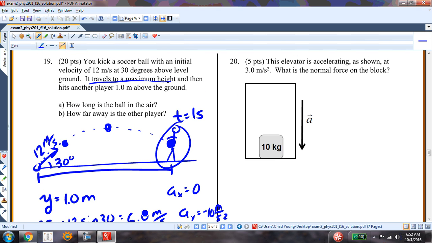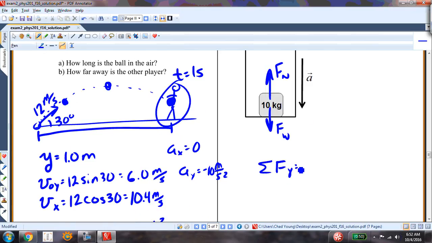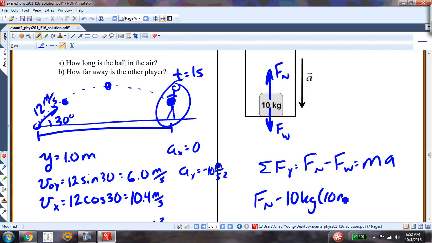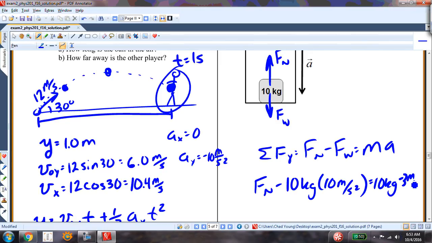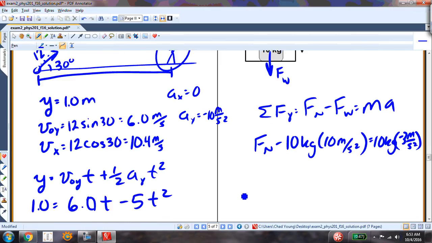Now let's look at this last one. The elevator is accelerating as shown at 3 meters per second squared. What is the normal force on the block? So I have Fn, I have Fw. I say the sum of the forces in the y. The weight is 10 kilograms times 10 meters per second squared. The acceleration is negative 3. It's negative because it's going downward. So Fn equals 100 minus 30, which is equal to 70 newtons.